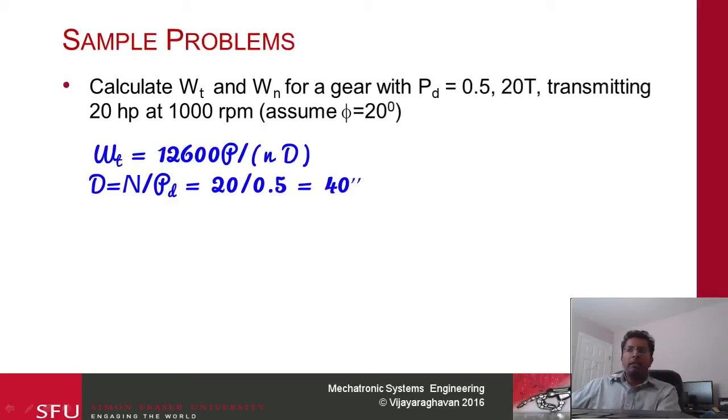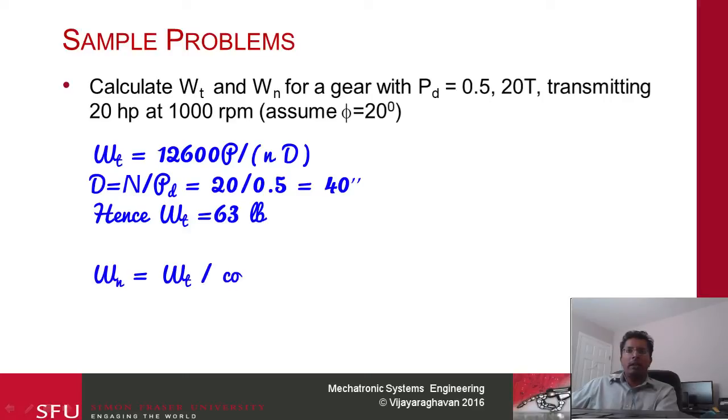So we can calculate the WT, substituting back in the above formula, which gives us WT of 63 pounds. We recall from before the equation between Wn and Wt. Wt is equal to Wn cos phi, right? Because that's the cosine component. So we write Wn is Wt divided by cos phi, which gives us 64.404 pounds. Right, not too difficult.